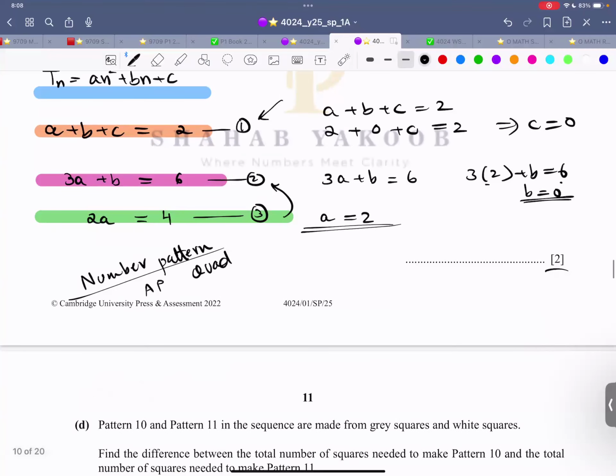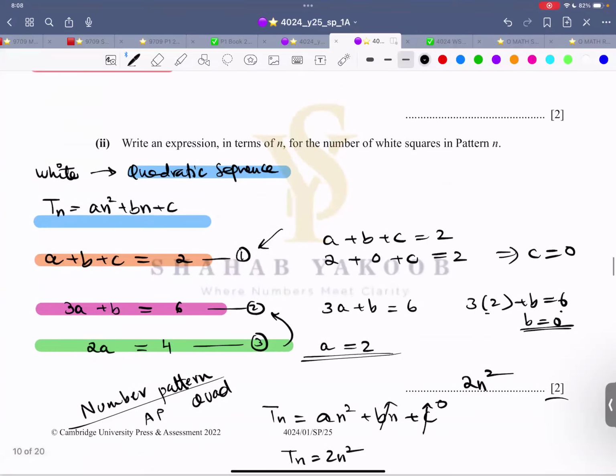So therefore, I can write this thing as Tn is equals to an square plus bn plus c. This is 0, this is 0. Not always. a is 2. Therefore, Tn is 2n square. So this is 2n squared. That's one long way of doing it.